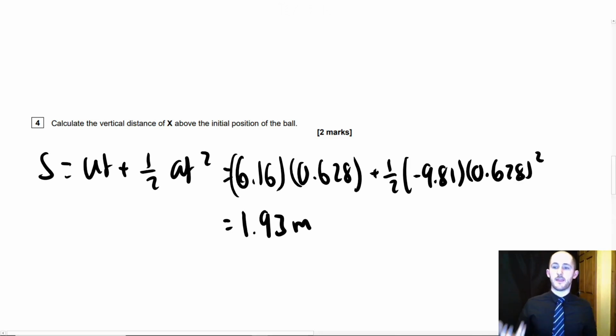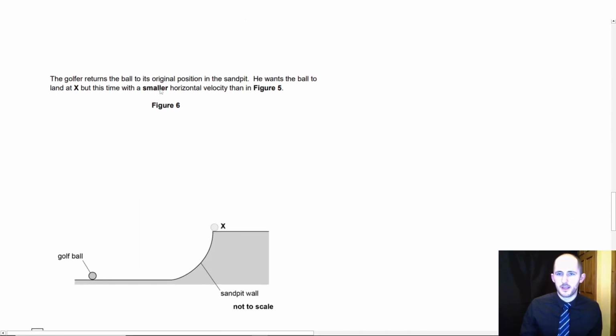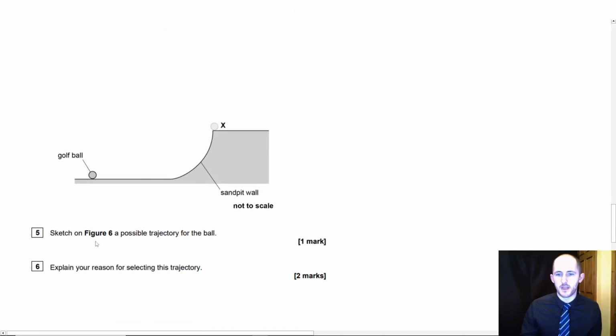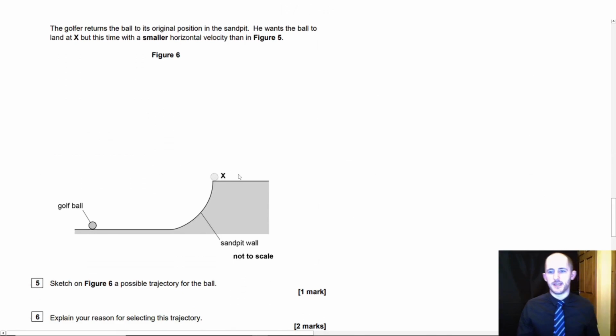Perfect. So again, they've broken it down quite far for you, and most of the time they will, but again, not always. So the golfer returns the ball to its original position in the sandpit. He wants the ball to land at X, but this time with a smaller horizontal velocity than in figure 5. Sketch a possible trajectory.